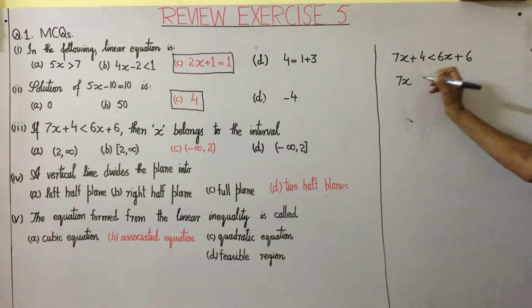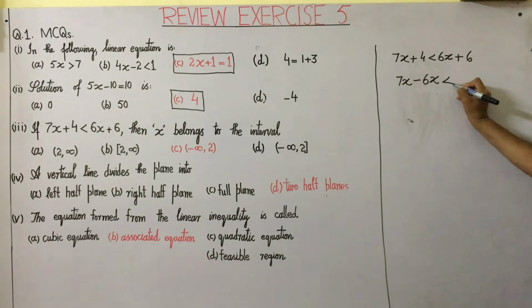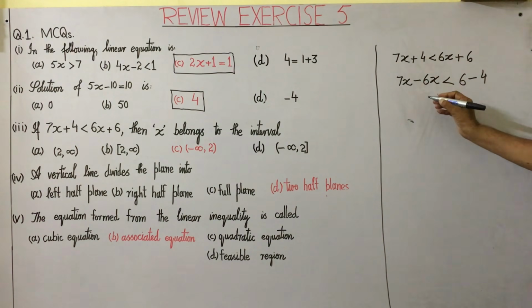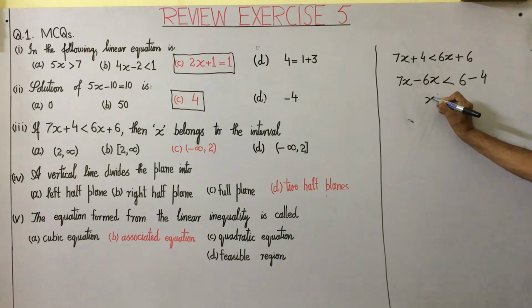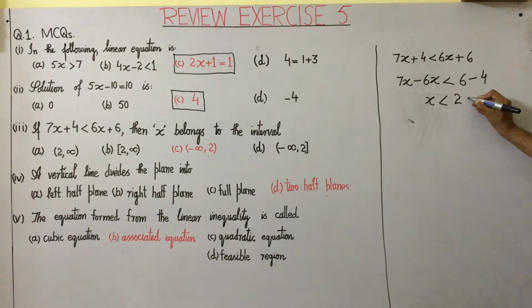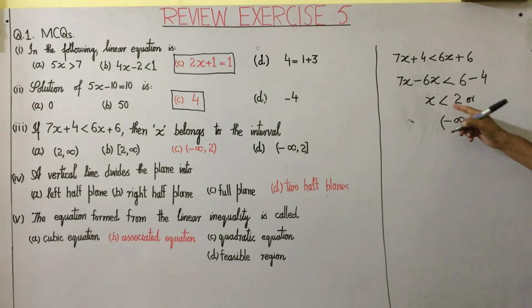7x minus 6x is less than 6 minus 4. 7x minus 6x is x, x is less than 2, 6 minus 4 is 2, or minus infinity to 2.